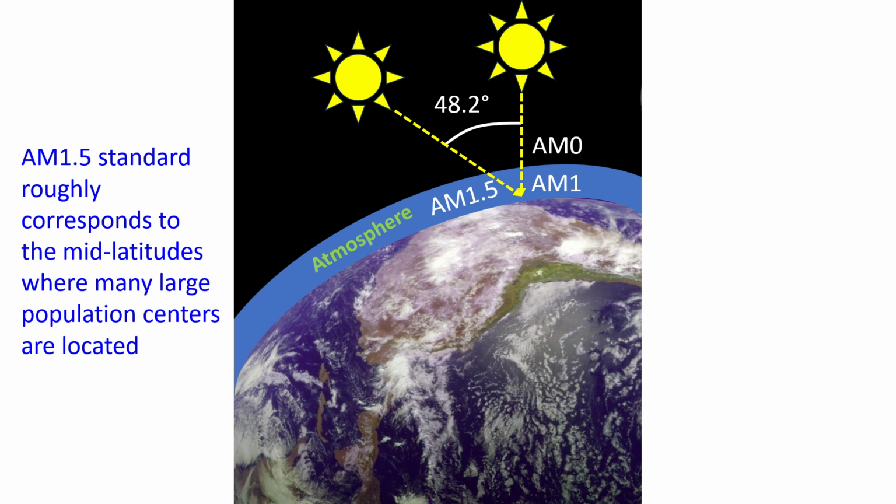AM0 will be the corresponding value in space beyond the atmosphere. AM 1.5 corresponds to sunlight received at an angle of 48.2 degrees from the zenith. It represents the yearly average irradiance from the Sun in temperate or mid-latitudes where many large population centers are located.